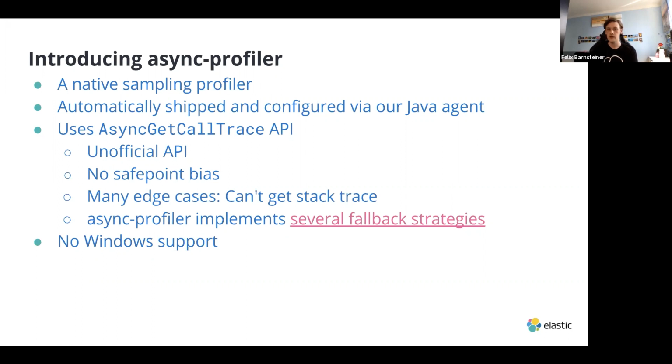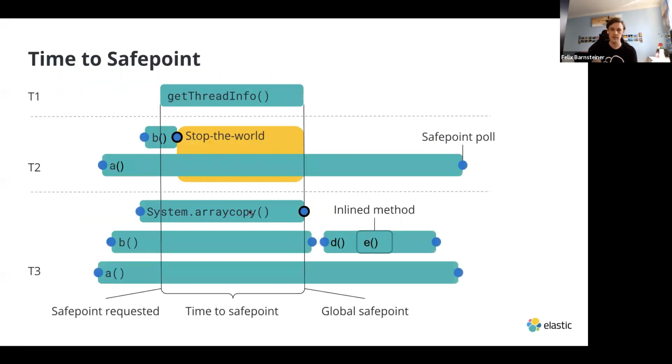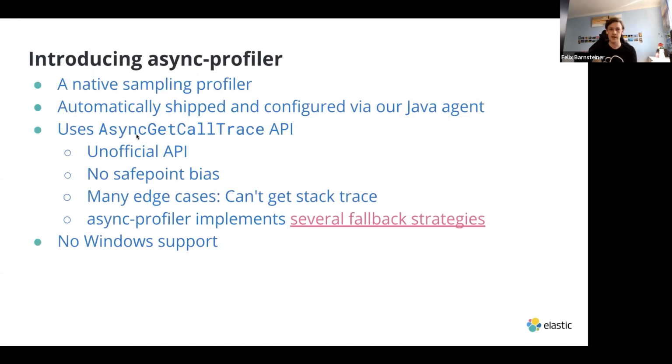One example for that is also JVM intrinsics. When you're within System.arraycopy, normally AsyncGetCallTrace can't traverse the stack trace. However, async-profiler has implemented some sophisticated fallback strategies, and it's still able to traverse that stack trace even in those situations. But most other profilers you might know, like Honest Profiler or Java Flight Recorder, which are also based on the AsyncGetCallTrace API, can't get the stack trace, for example, when within JVM intrinsics.